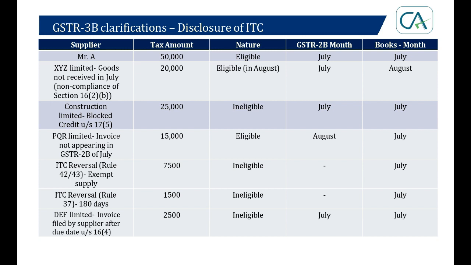This will naturally appear in the next particular month, right? So for the month of July, we cannot have this particular invoice claimed in GSTR-3B. Moving ahead, we have ITC reversal under Rule 42-43 exempt supply.